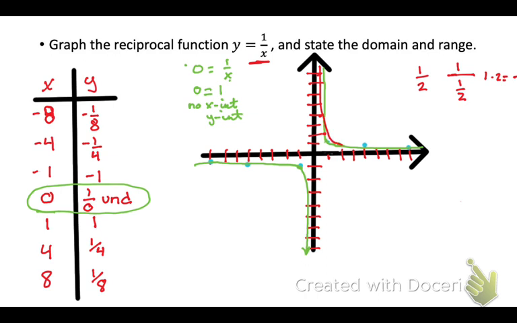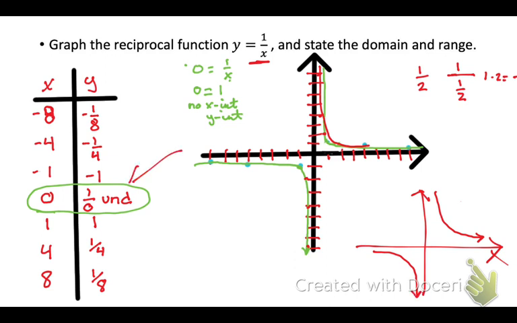Did it come this way? Yes. Now at negative 1/2, wouldn't that be negative 2? At negative 1/4, it would be negative 4. And then negative 8. So it would come down. This is what the reciprocal function looks like without moving it left, right, up, down. That's what it looks like. You know what's an asymptote?